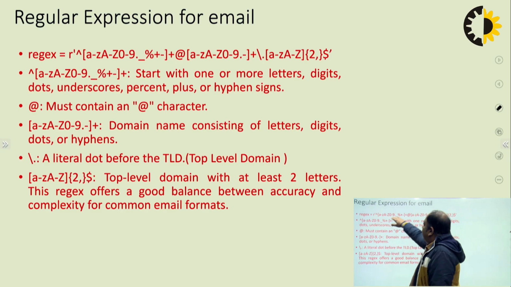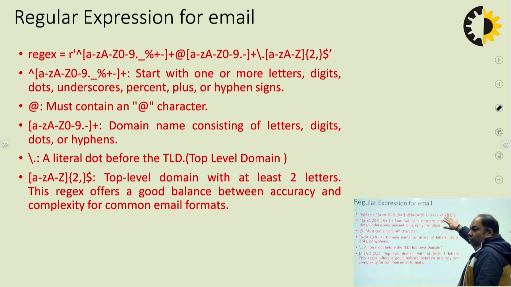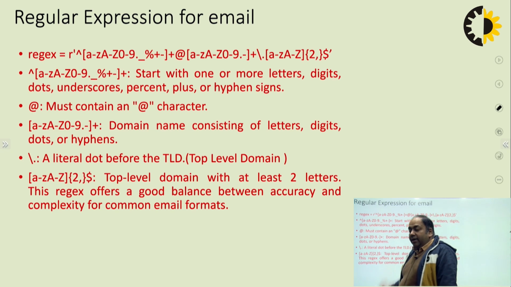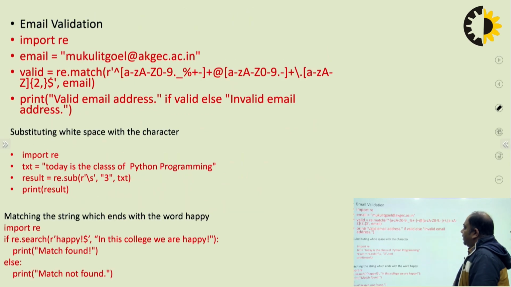Whatever you want to use as a username, you can write in the first square bracket. What should your domain name be? It should be in your second square bracket. What is your top level domain, meaning .com, .ac, .edu, .in, whatever you want to write? It should be in your third square bracket, which has one limitation: it should have at least 2 characters. So we write 2 comma in curly brackets. So this is for the email ID.